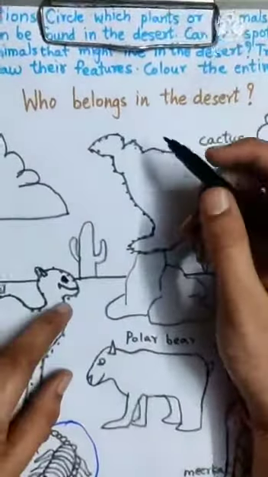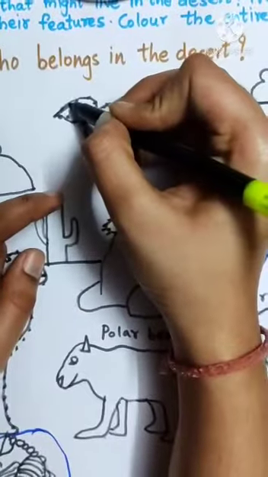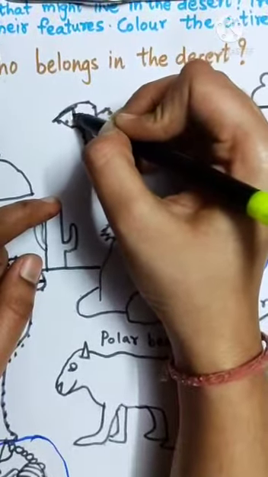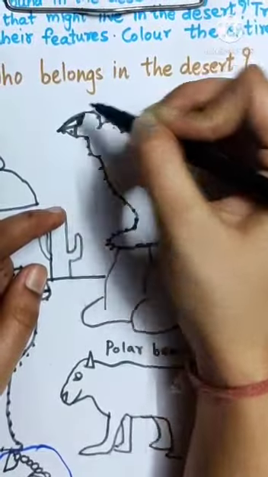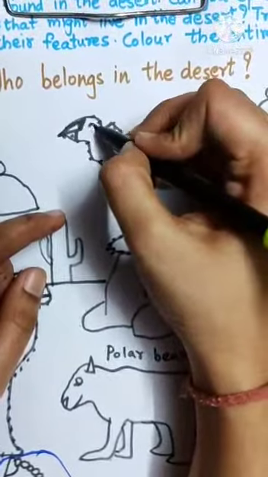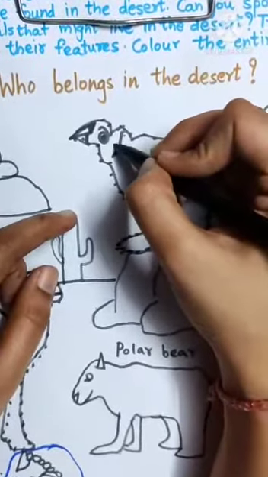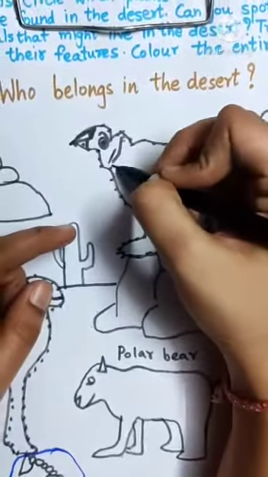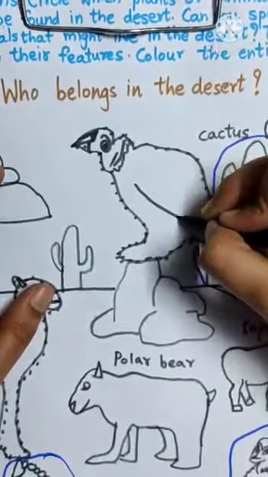Then we have a vulture. This would be the vulture's beak. Then its eyes. Marks around its neck. And the wings.